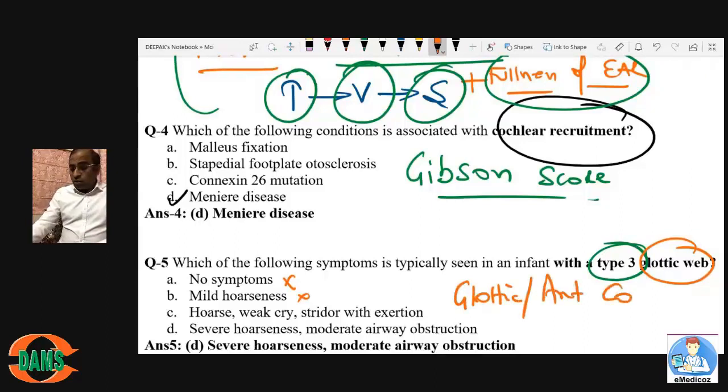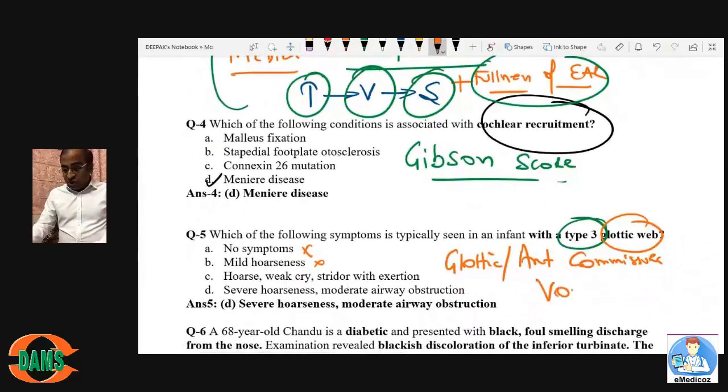Anterior commissure. Always remember, the anterior commissure is commonly involved in glottic webs. It is one of the important points, because the glottic area is involved, and the vocal cord segment is there. The voice always changes. Just remember this point. In grade 3 and grade 4, always remember that severe hoarseness will be there. Airway obstruction will be there because there is a web.